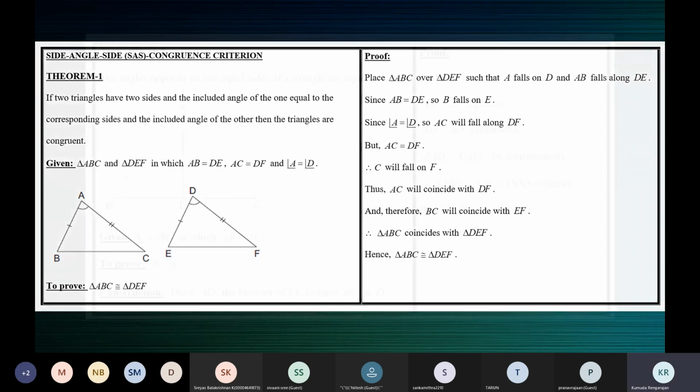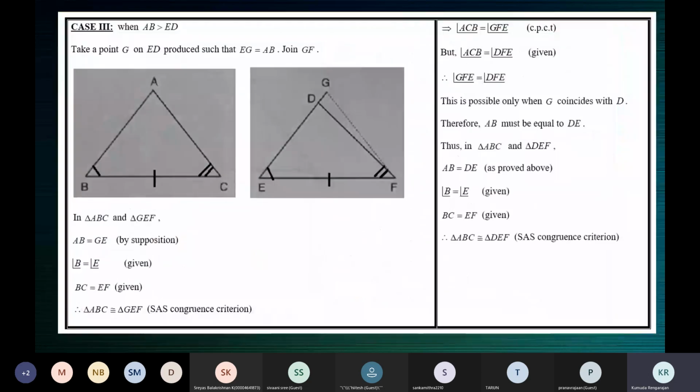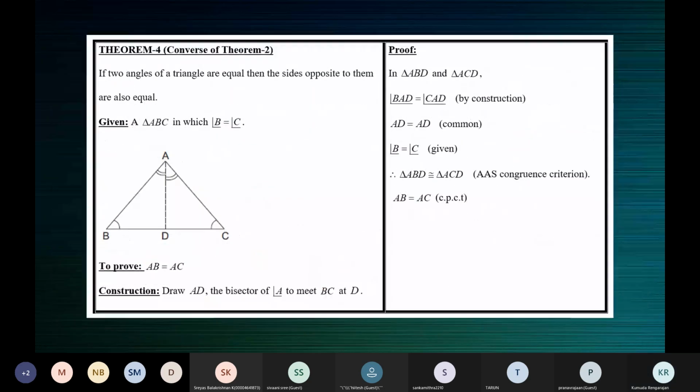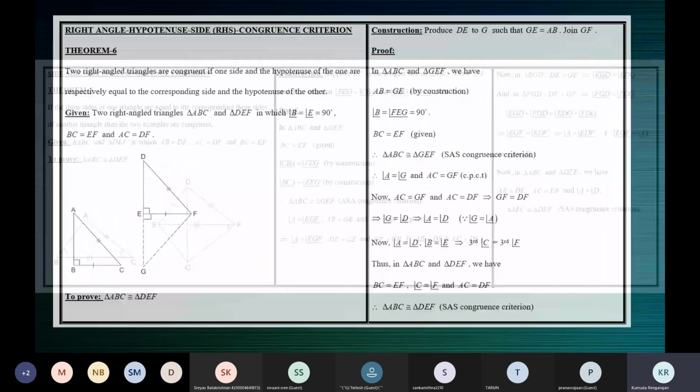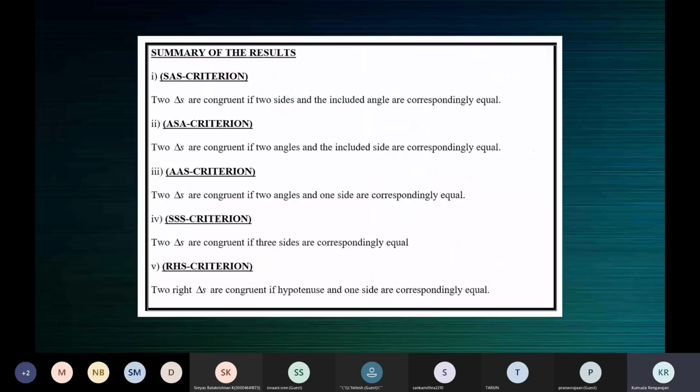SSS congruence criterion. Let me show you that slide. Yeah, here it is. SAS criterion, congruence criterion, ASA, AAS, SSS, and RHS. So you can see three letters everywhere, SAS. So 2 pairs of equal sides and 1 pair of equal angles.